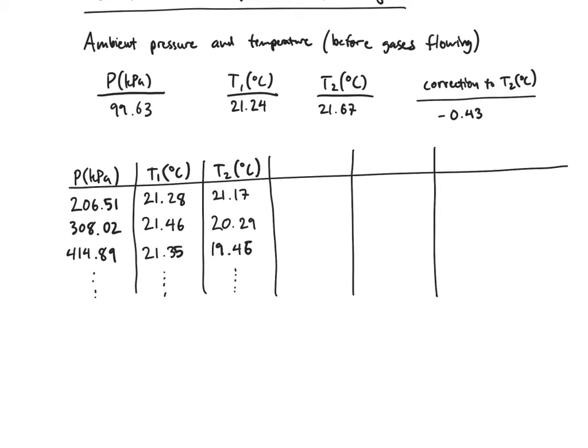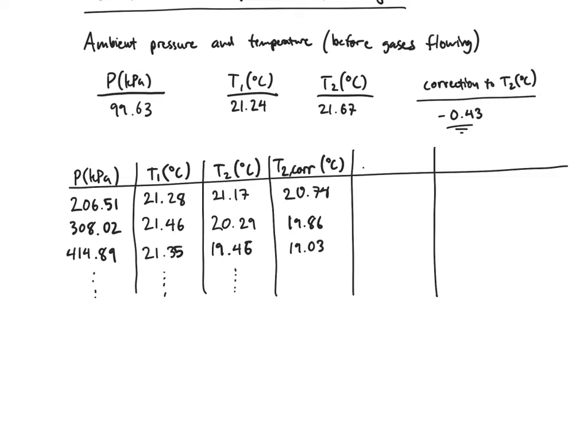So assuming that you've got all your data in this same format, now we're going to need to calculate a correction to the T2 values. It's also going to be in degrees Celsius. And that's just by adding this correction term to each one of those T2s. So I get 20.74 for this one, 19.86 for this one, and 19.03 for that one right there.